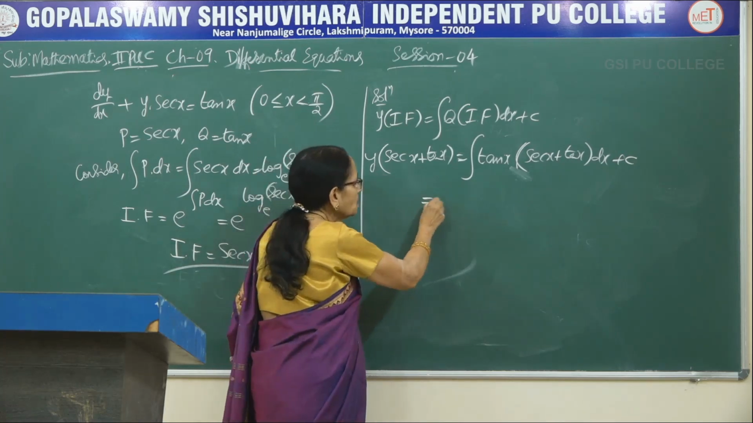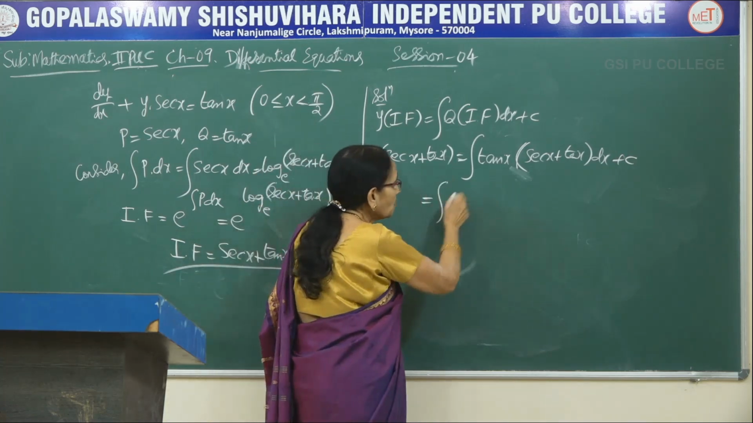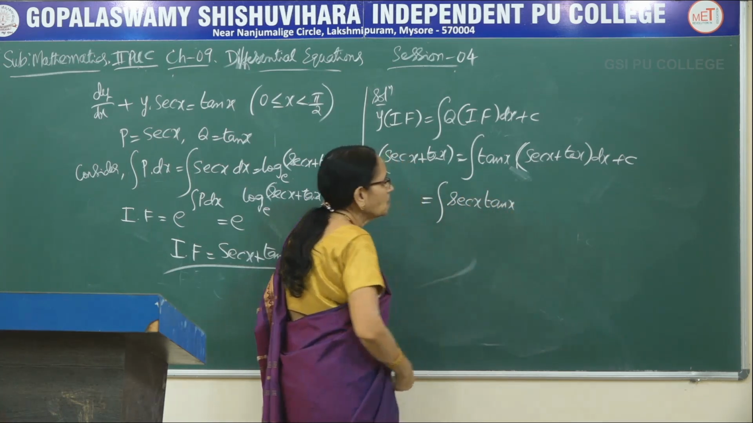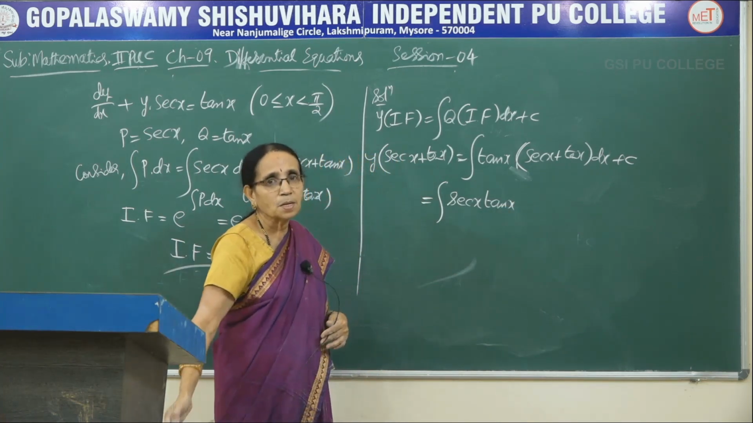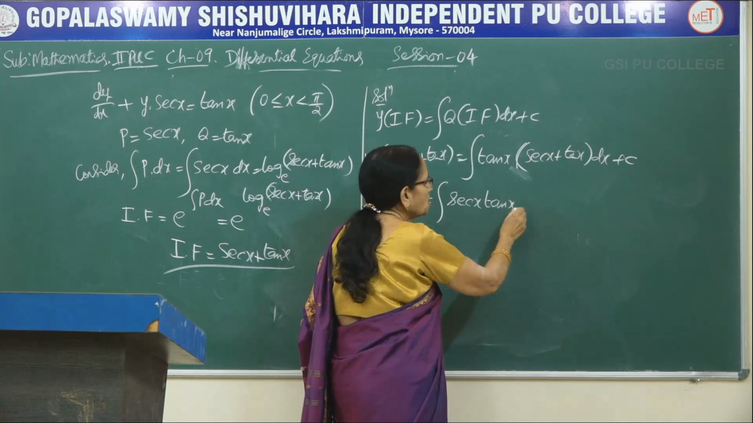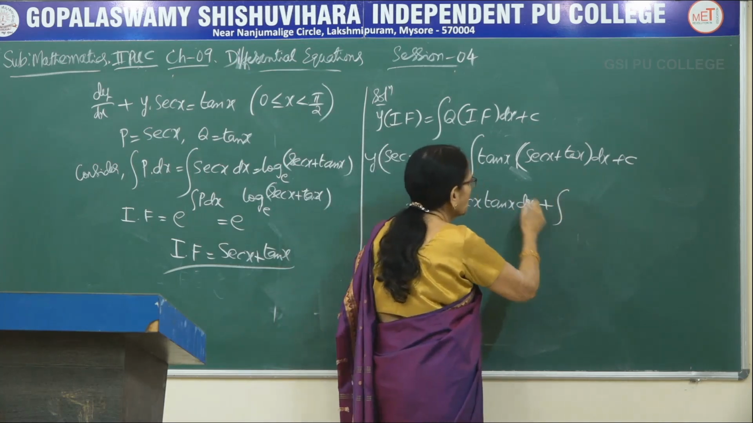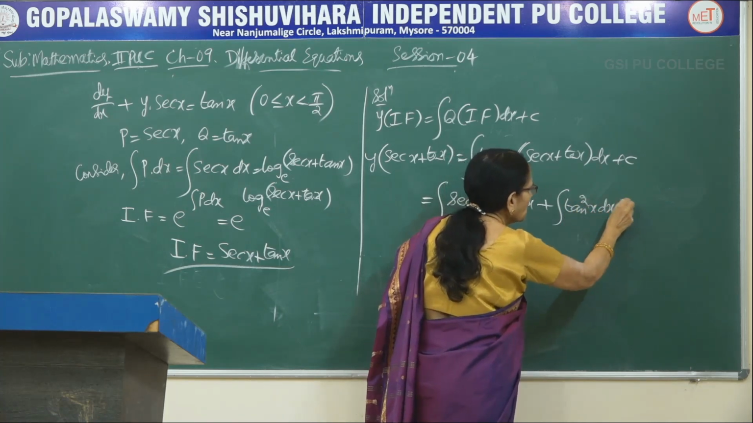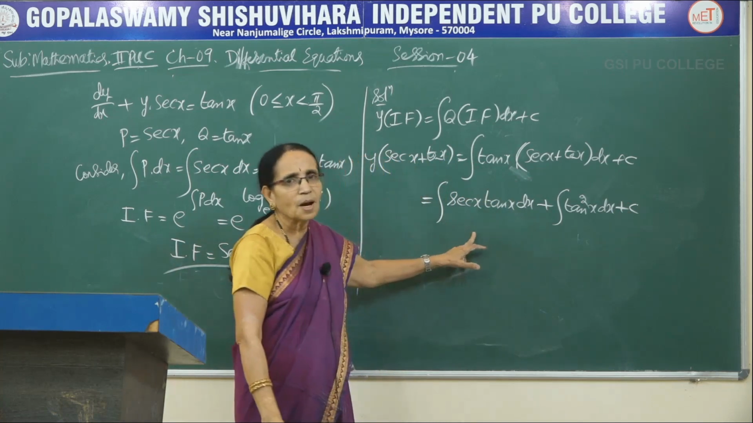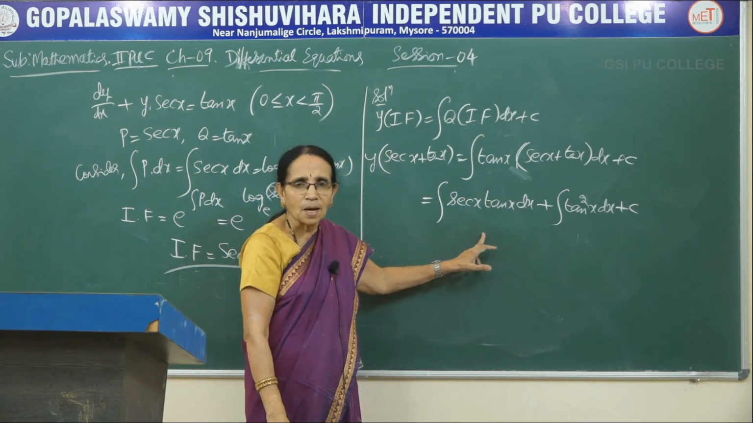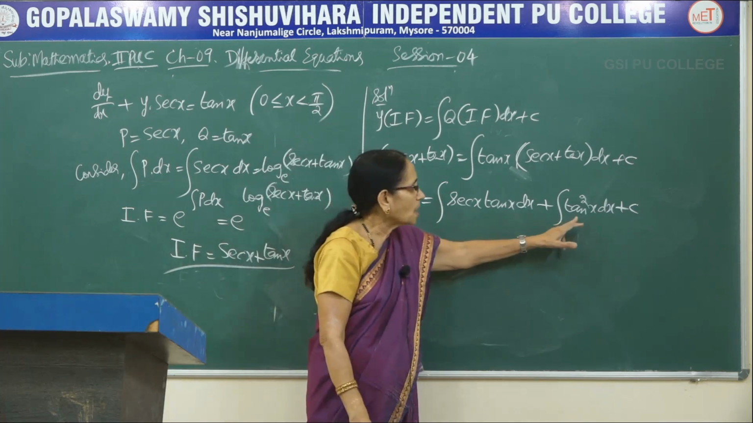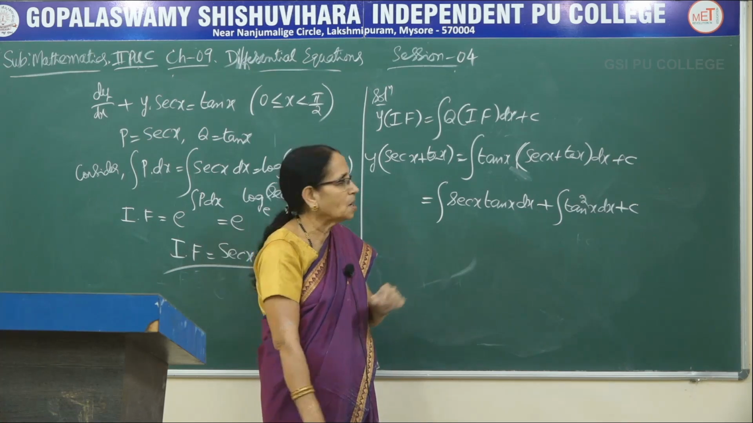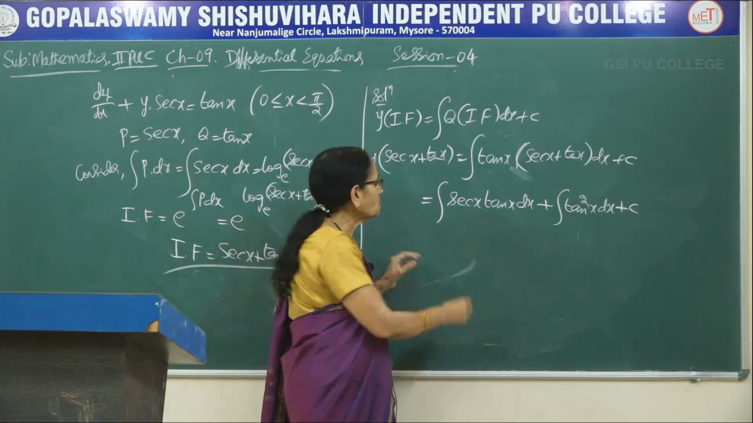Now, left hand side, no need to change anything. Multiply the right hand side. Remove the bracket. It is tan x into, there are two terms so we have to split it into two integrals. Secant x into tan x into dx plus tan x into tan x. What is that one? Tan square x into dx plus the constant. Now this is a standard integral. Integral of secant x tan x is secant x only, whereas tan square x is not a standard function, but using the second identity of trigonometry, it can be written as secant square x minus 1.